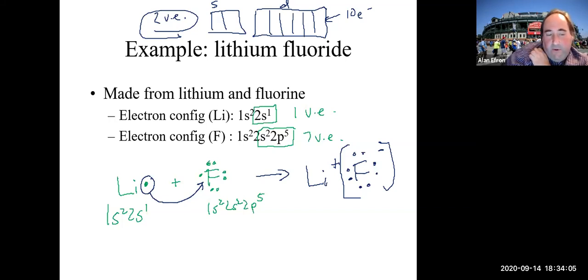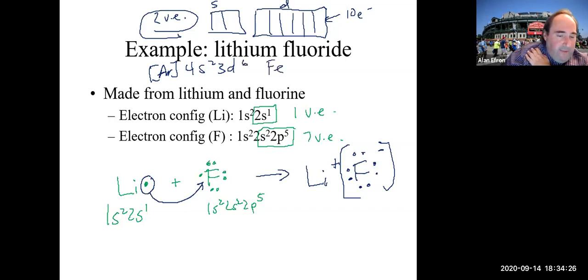You don't really have to worry too much about transition metals for us in terms of bonding and stuff like that. But essentially, if you did iron, it would be argon 4s2 3d6 would be the electron configuration for iron.